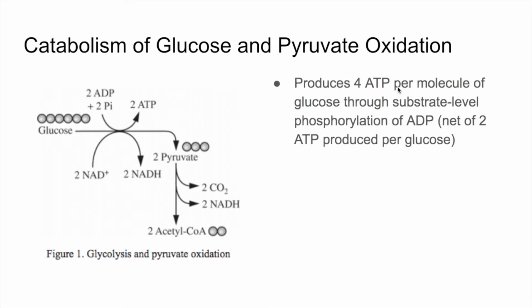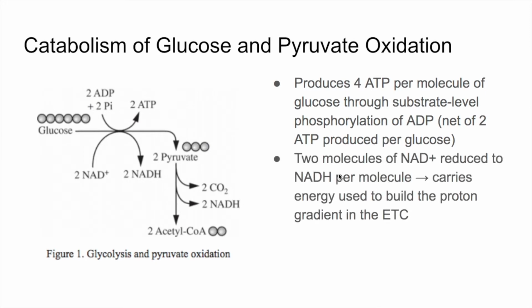So as I said earlier, there's going to be a net of 2 ATP produced per glucose. There's actually going to be 4 ATP per glucose that come out of this process, but in the early steps of glycolysis, you have to phosphorylate the 6-carbon sugar twice, which is called the investment phase. So that's why there is a net of 2 ATP produced per molecule of glucose.